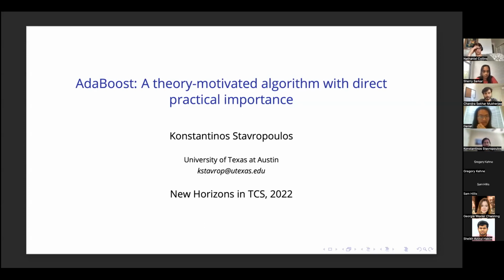Okay, so I know it's been a long day probably for all of you, so I will try to make it as quick as possible. So yeah, I'm going to talk about AdaBoost, which is a learning algorithm, or rather a learning algorithmic paradigm, because it works for many different problems. It was initially motivated by theory, but eventually had a very practical and useful application. And I think it became a trend at some point also.